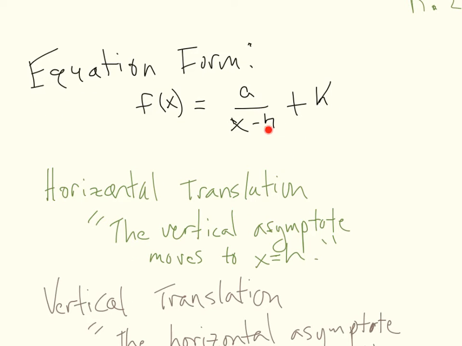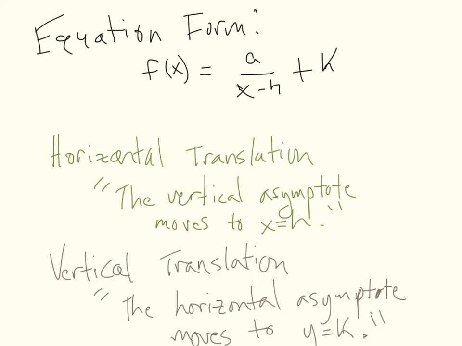This h represents your shift left and right, so how your function moves left and right, and this k represents your shift up and down, similar to the other types of functions that we've worked with so far this year. Alright, if we want a horizontal translation, whenever we move our function left and right, the vertical asymptote will actually move left and right by that h number.